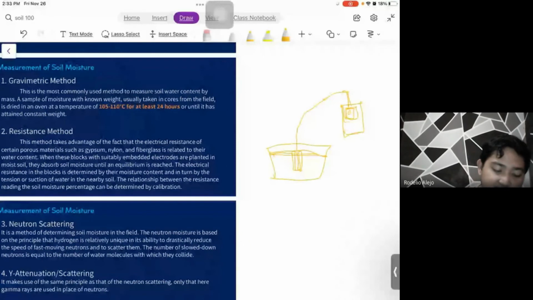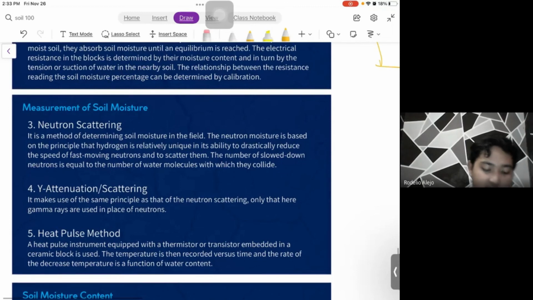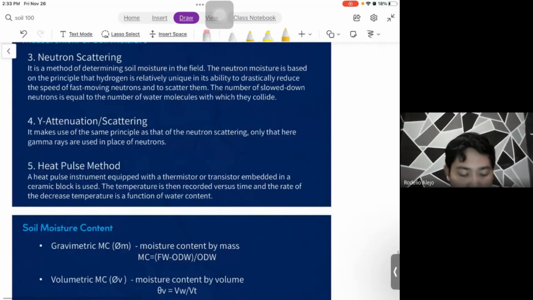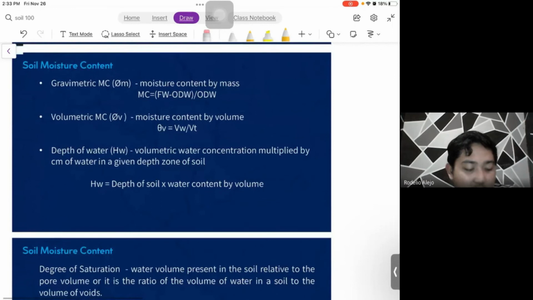Then we have neutron scattering. Then we have also the gamma attenuation scattering and the heat pulse method, which I have not yet experienced, but is done in the laboratory. So you can just read it. Then we have the computation of soil moisture content.